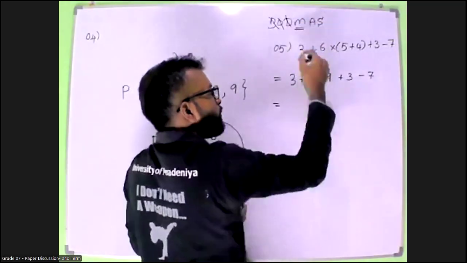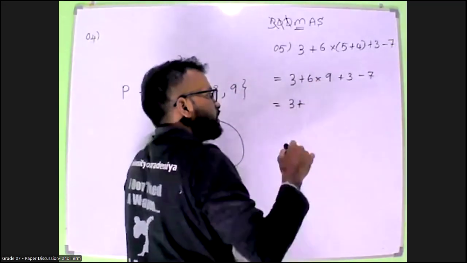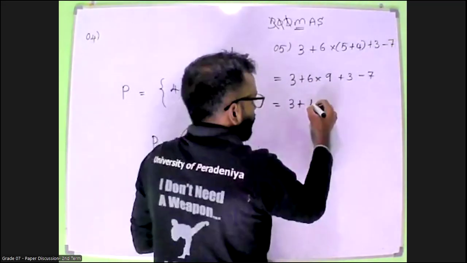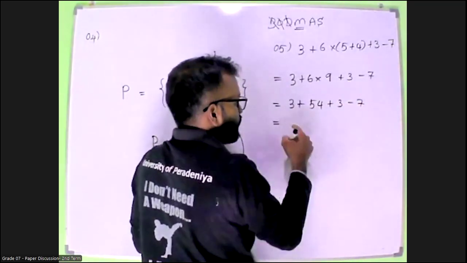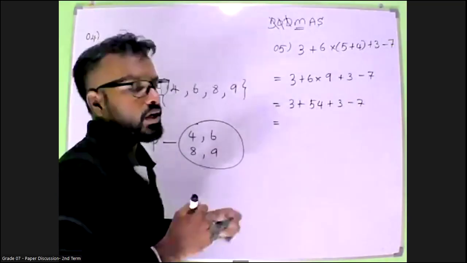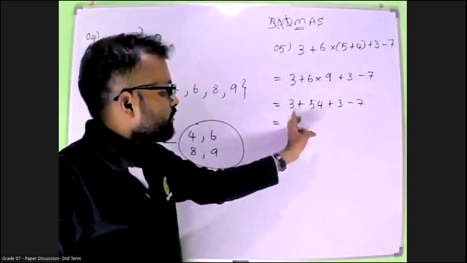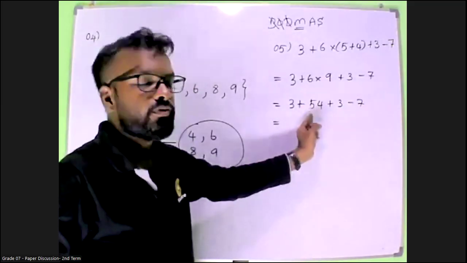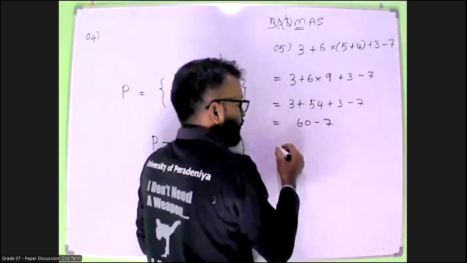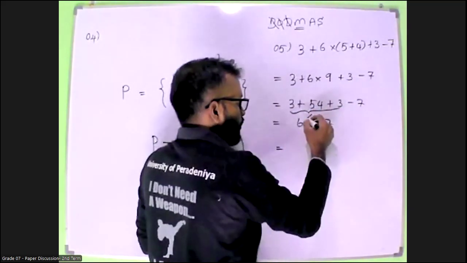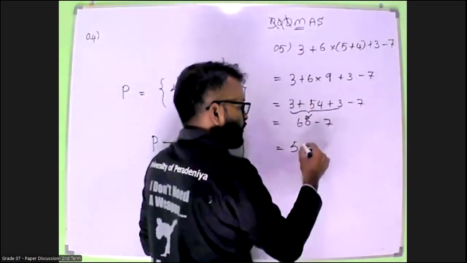You can find multiply, 6 times 9. 3 plus 6 times 9. 6 times 9, 54, right? Plus 3 minus 7. So now you can add or subtract. 3 plus 3, 6. 6 plus 54, 60. 60 minus 7, right? 60 minus 7, 53. The answer will be 53.